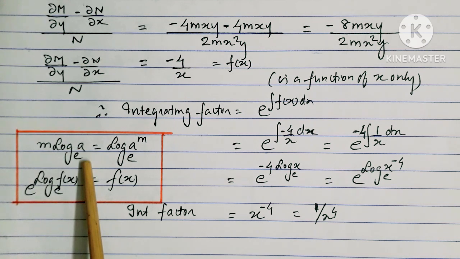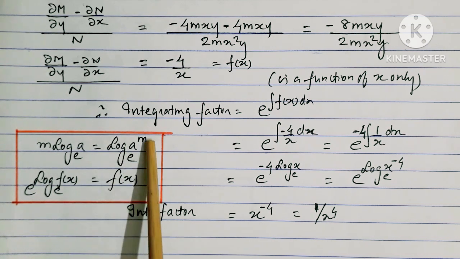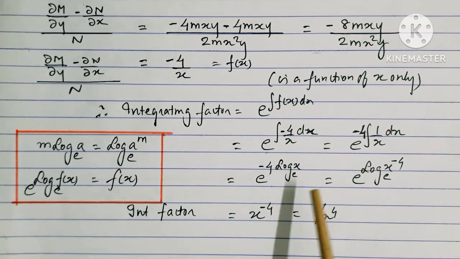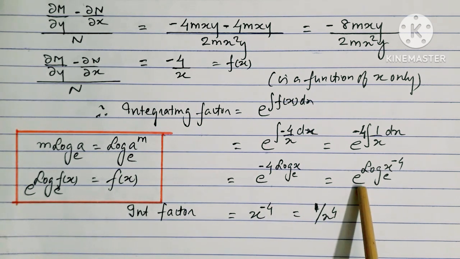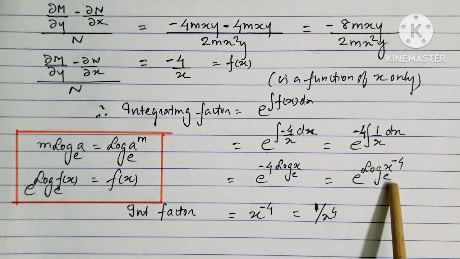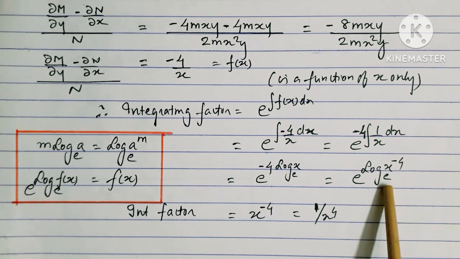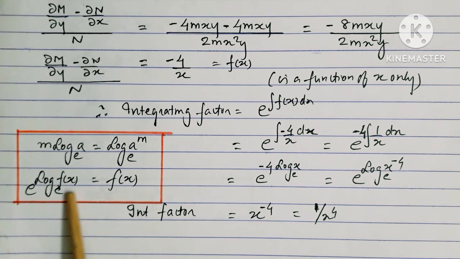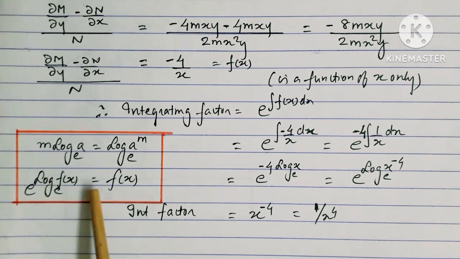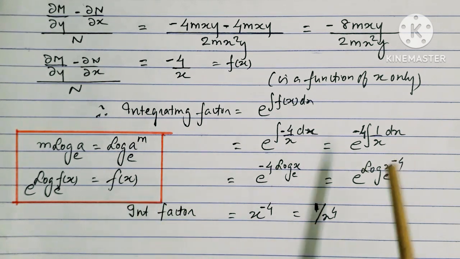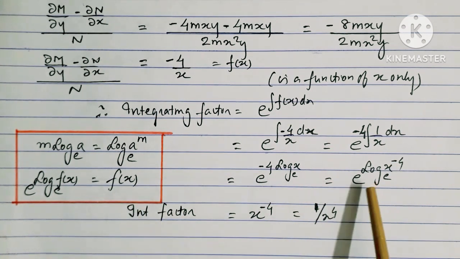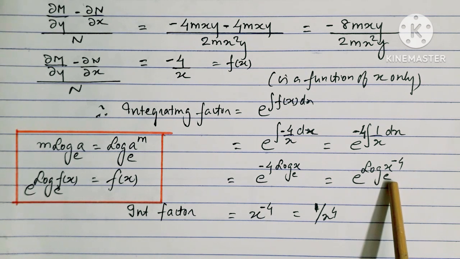M log a to the base e is equal to log a raised to m to the base e. So we can write this integrating factor now as e raised to log x raised to minus 4 to the base e. Now still we can further simplify this integrating factor by using another property of logarithm, which says that e raised to log f of x to the base e is equal to f of x. Therefore, by using this property, we can write this integrating factor e raised to log x raised to minus 4 to the base e as x raised to minus 4.